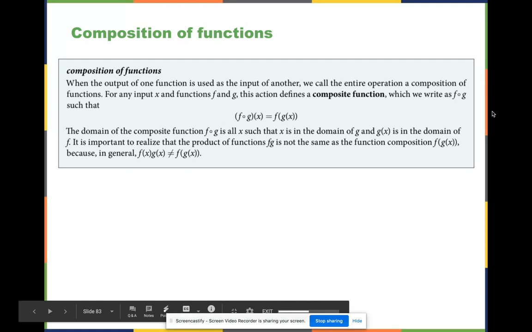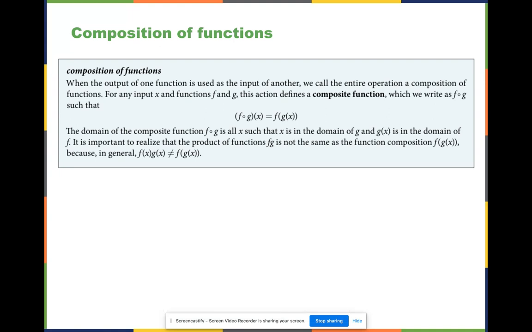Okay, so we're going to talk about a second way that we can combine functions now, and this is called the composition of functions. And this is probably new to you. You probably have not seen this before. So first, before we look at all those words, let's just look at this expression right here.